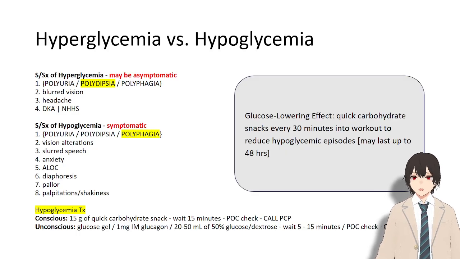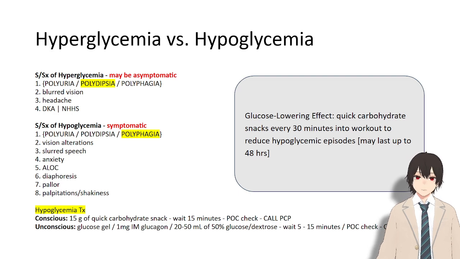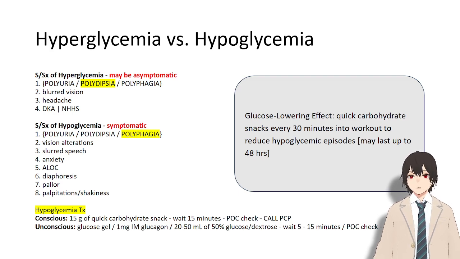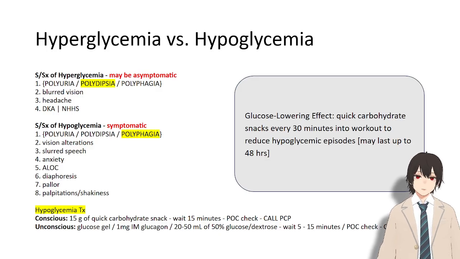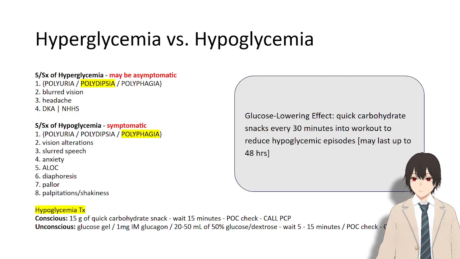Okay, so we're going to move on to hypoglycemia, which is the low blood sugar. Now this is the side of the spectrum where it's more of a medical emergency, I would say, because hyperglycemia is not good, but hypoglycemia is much worse because they can go into a coma and potentially not wake up. You have the slurred speech, the vision alterations, anxiety, altered level of consciousness, being diaphoretic, pallor, they're shaky, and they generally don't look too great.